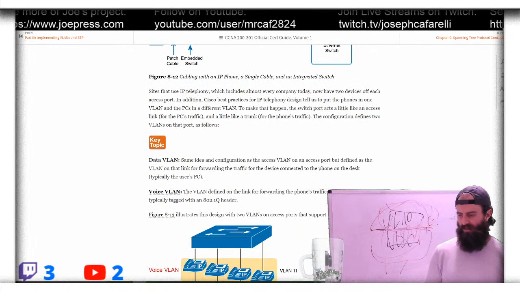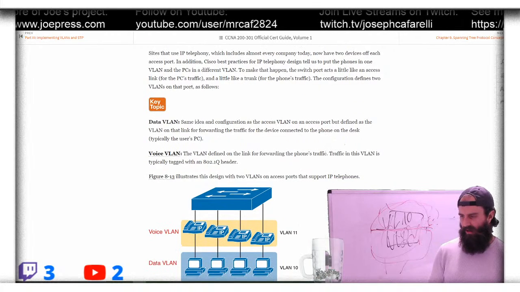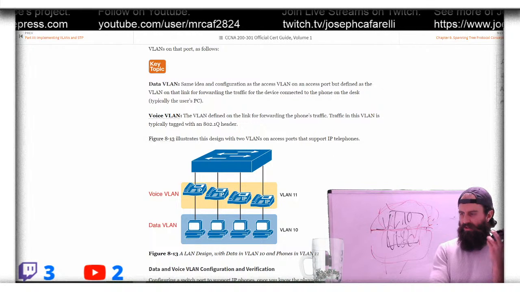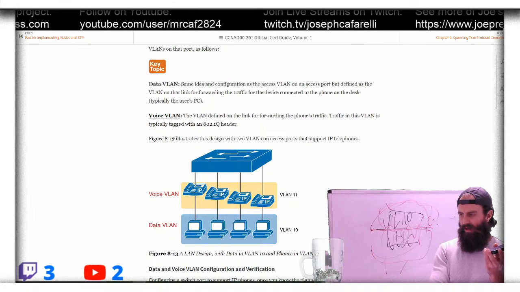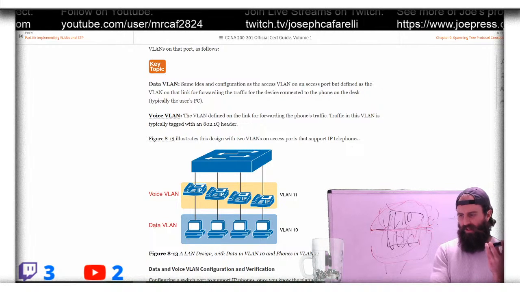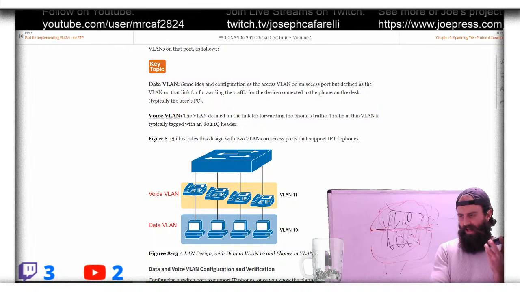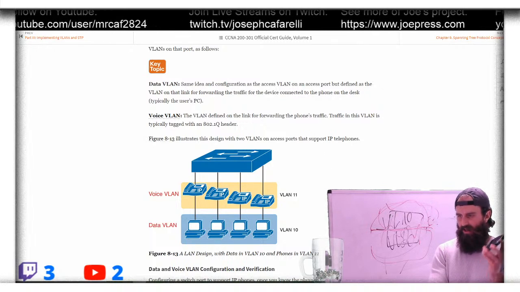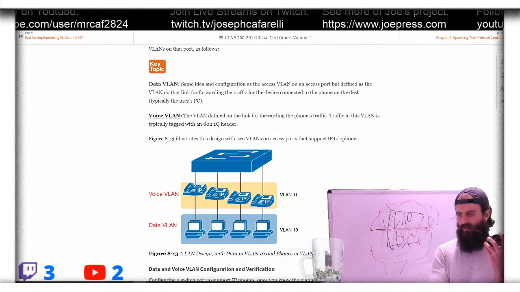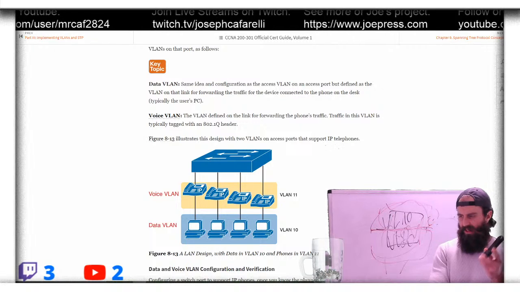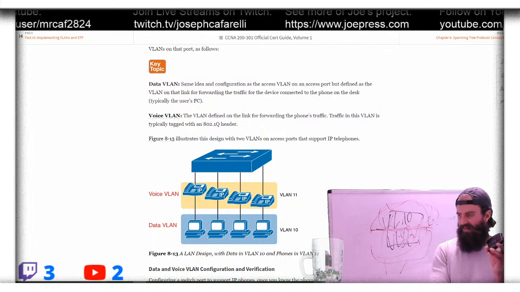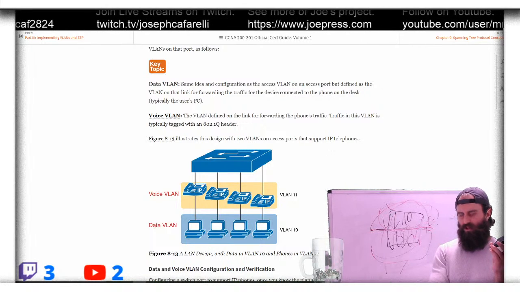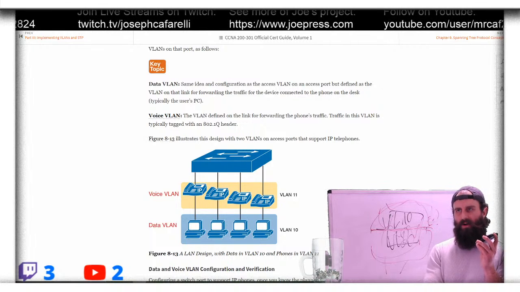So it's going to get into a nice little area here. You have the data VLAN, the same idea in configuration as the access VLAN on an access port, but defined as the VLAN on that link for forwarding the traffic for the device connected to the phone on the desk, typically the user's PC. The voice VLAN is the VLAN defined on the link for forwarding the phone traffic. Traffic in this VLAN is typically tagged with an 802.1Q header. So that's the trunking header there, the 4-byte header.